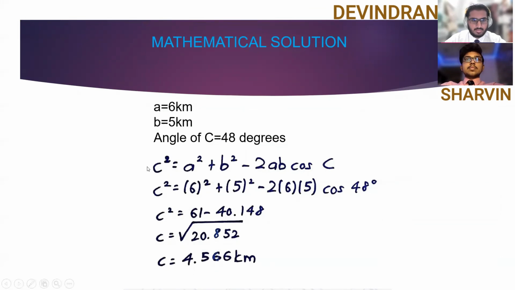We'll use the cosine rule, that is c squared equals a squared plus b squared minus 2ab cos C. We know that a is 6 kilometers, b is 5 kilometers, and the angle C is 48 degrees. So we substitute all that information into the cosine rule. Therefore, c squared equals 6 squared plus 5 squared minus 2 times 6 times 5 times cos 48 degrees. Therefore, c squared equals 61 minus 40.148. You take the square root of both sides and you will get c equals the square root of 20.852. Therefore, c equals 4.566 kilometers.